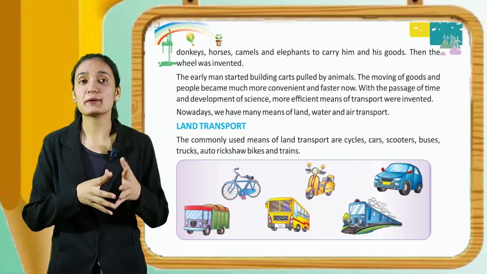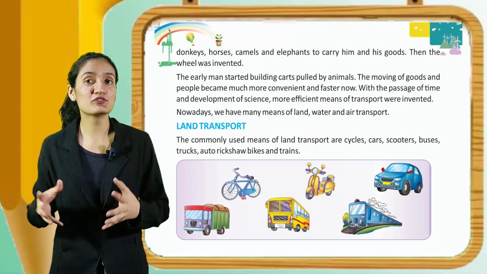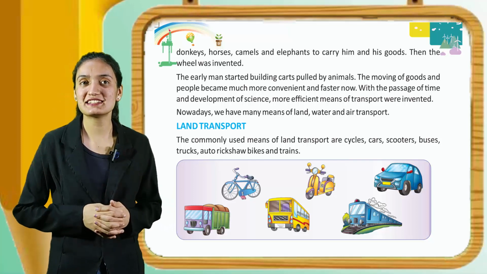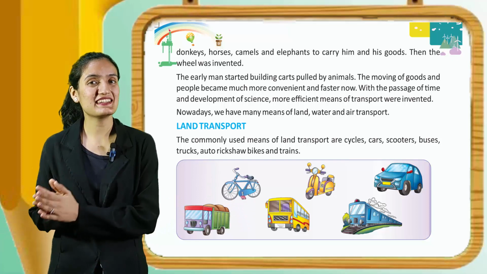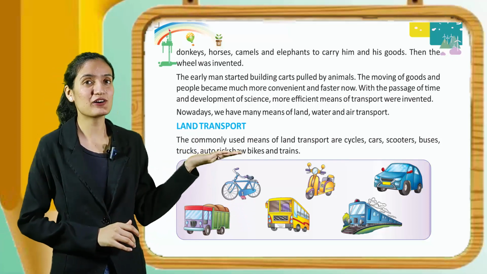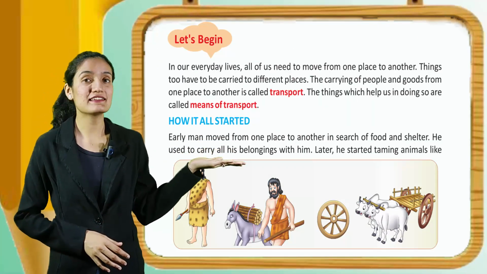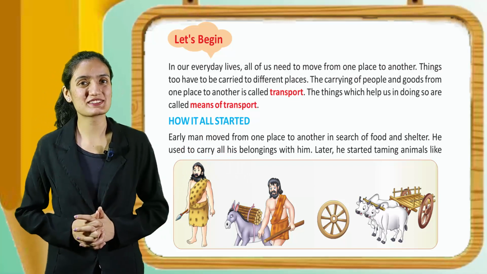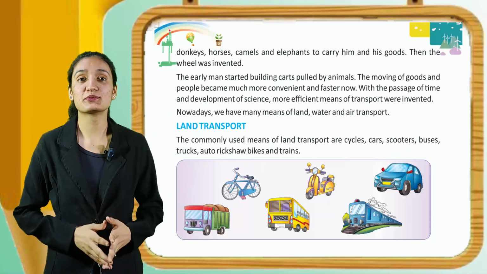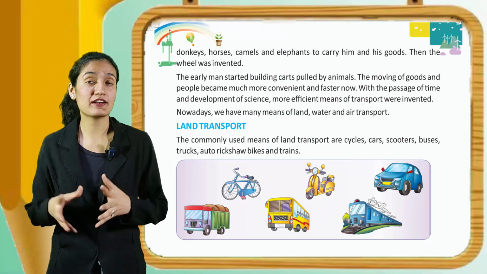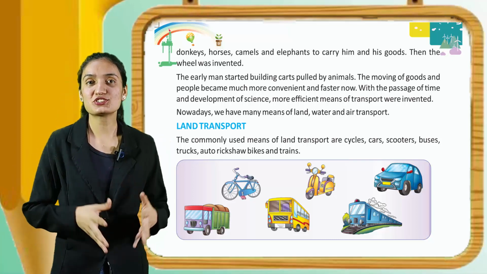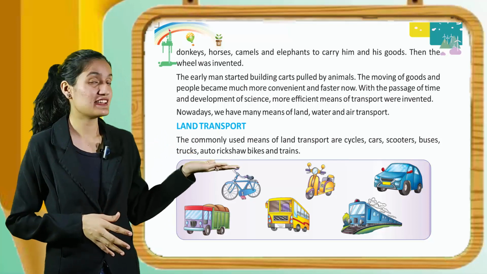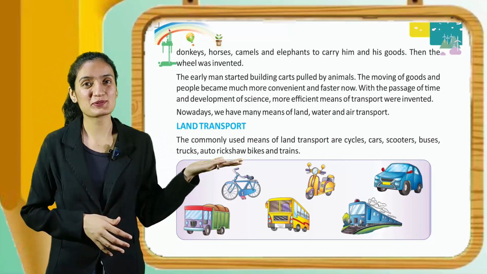With the passage of time and development of science, more efficient means of transport were invented. Nowadays, we have many means of land, water and air transport. Here you can see the picture of early men and their means of transport. Now, land transport. The commonly used means of land transport are cycles, cars, scooters, buses, trucks, auto rickshaws, bikes and trains. Here are the different means of transport.